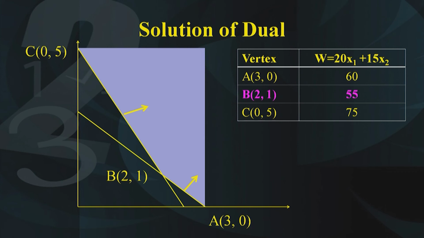Now, let us solve this primal with the help of the simplex method, and we will try to observe the relationship. The relationship is that the simplex multipliers are nothing but the solution of the dual, and that is the whole theme of today's lecture. That is, the simplex multipliers of the primal are the solution of the dual. So, we know that the solution of the primal is 10,5, and the solution of the dual is 2,1. Let us see how this is shown in the simplex calculations.